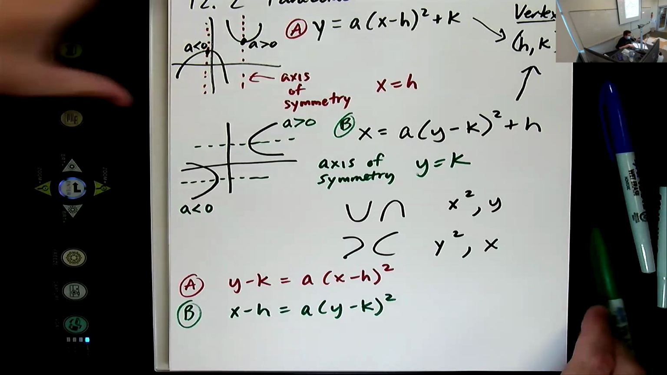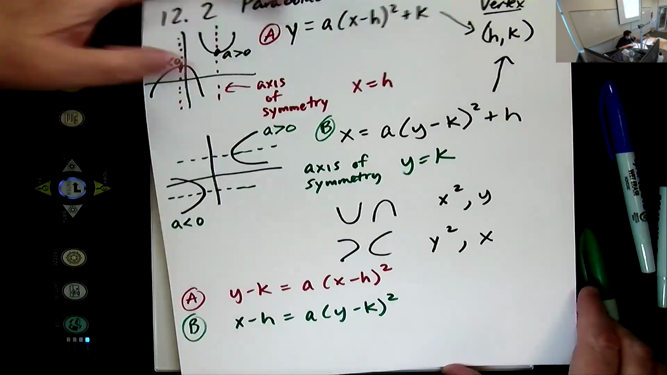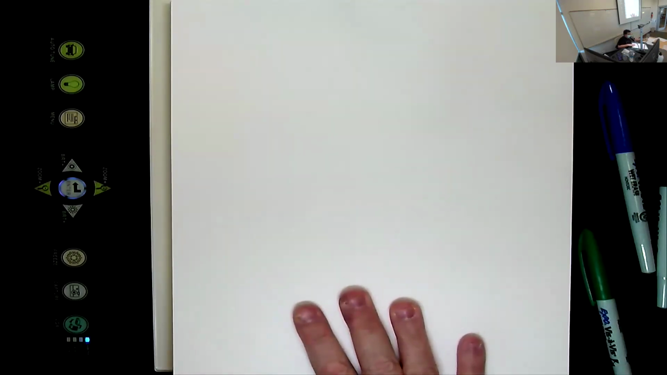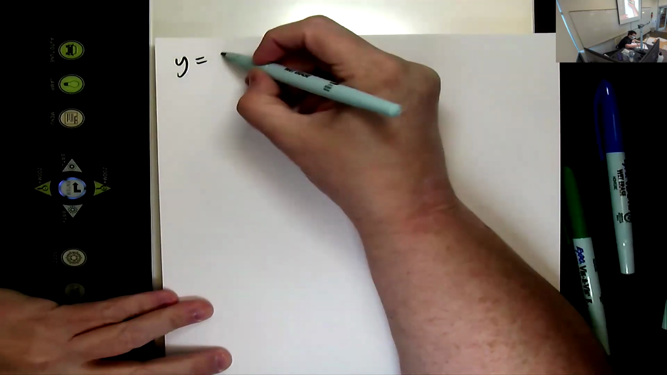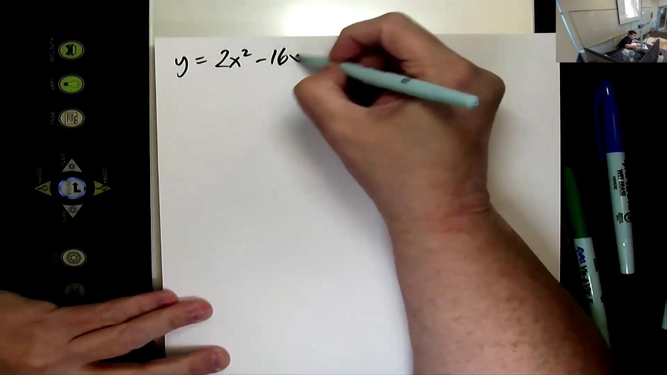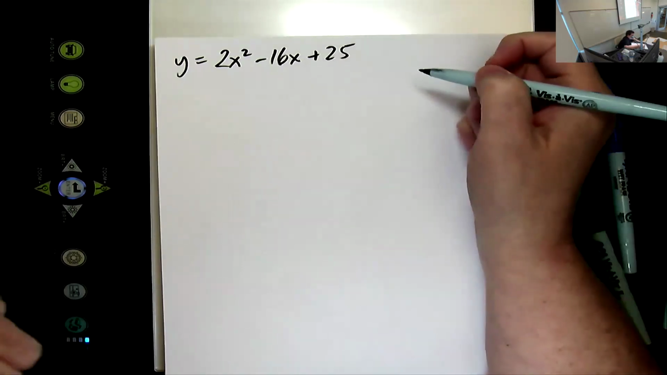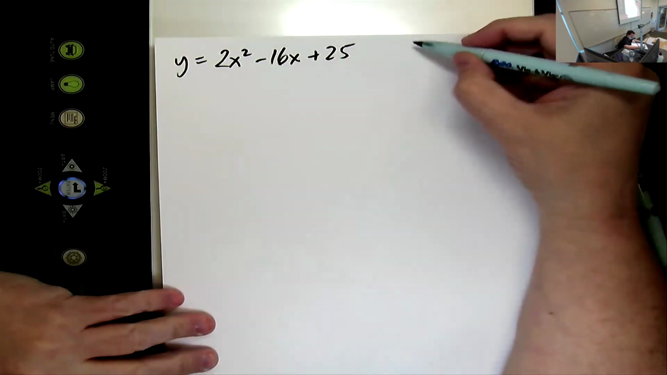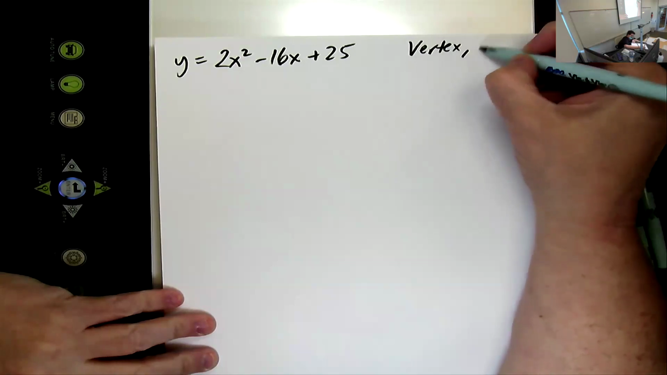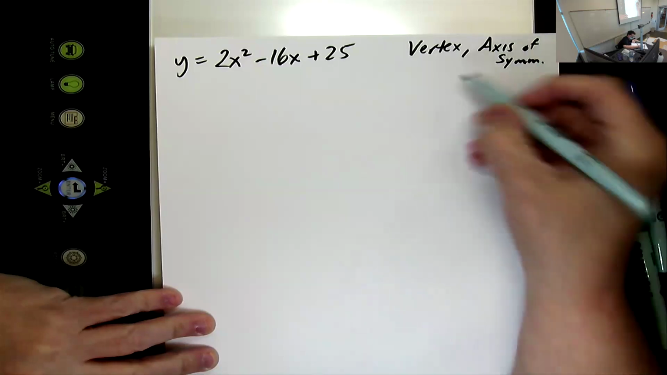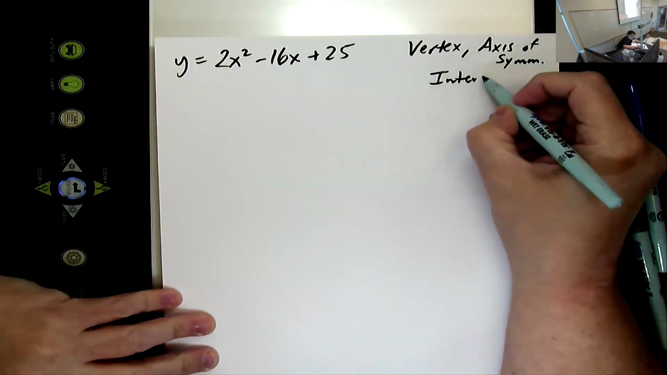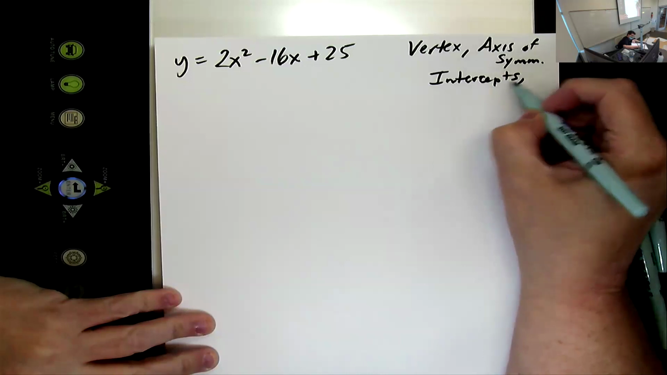So let's do some examples of each. We'll do 2 of each. Anyone need that up longer before I start swiping? Okay. Let's start with the ones we know. Let's do y equals 2x squared minus 16x plus 25. And we're gonna find the vertex, the axis of symmetry, maybe some intercepts, and we'll sketch it.